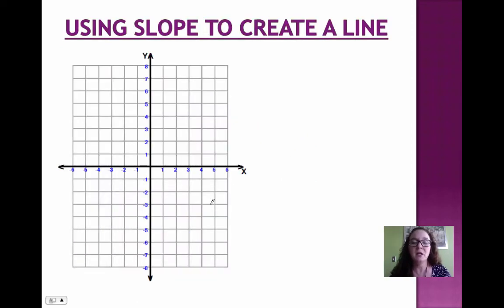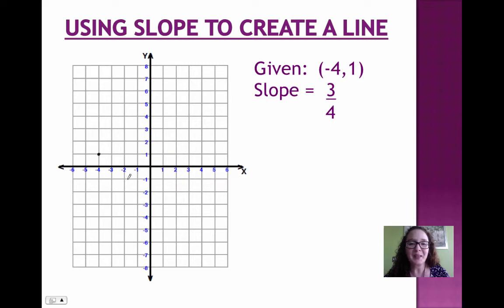All right, so now let's look at using slope to create a line. So we are given the point -4, +1. So 1, 2, 3, 4, 1. You might want to draw yourself a new coordinate graph. And then we have our slope, which is 3 over 4. Well, remember, this is the rise, so this is the vertical change. And this is the run, and this is the horizontal change.